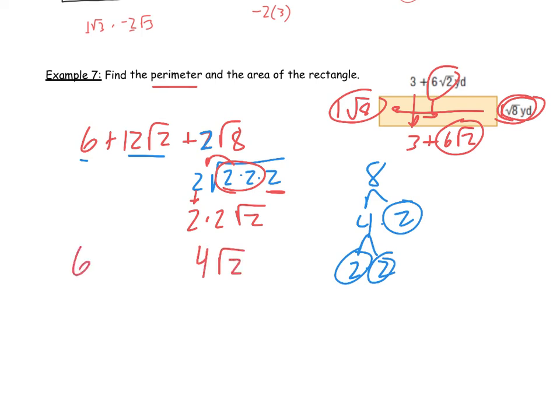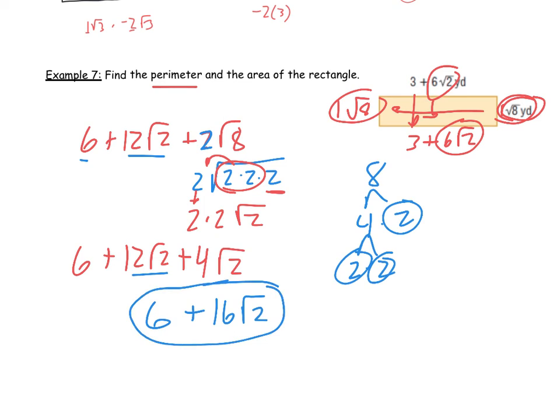So we have 6 plus 12 square roots of 2 plus 4 square roots of 2. So what does that mean? Well, these are both square roots of 2, so I can add them up. 6 I can't add to them, but it's 6 plus 16 square roots of 2. And that's the perimeter, so that would be yards. You could label it if you wanted to.